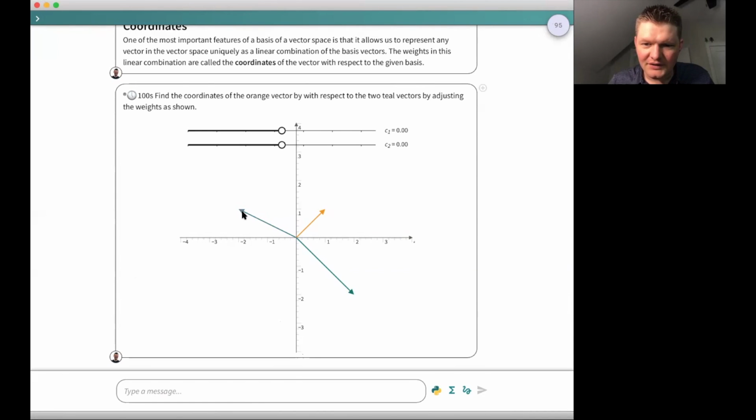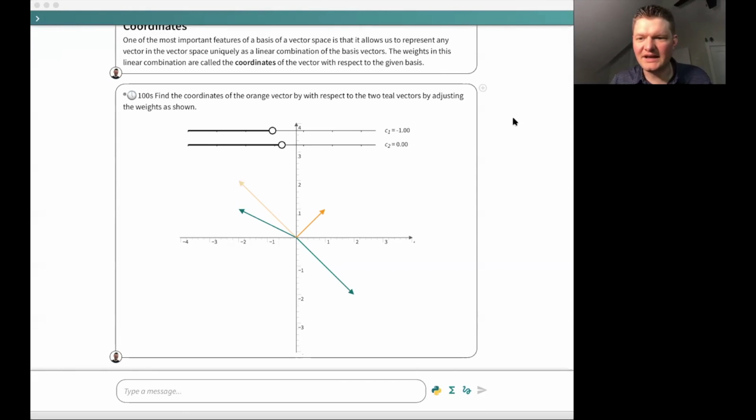So for example, this teal vector and this teal vector together, the list containing those two vectors forms a basis of R2, which means that we can reach every other point with a linear combination of them. And so I want you to figure out how to reach this orange point. So adjust the weights here so that the transparent orange vector lines up with this one. How much of this teal vector and how much of this teal vector do you need in order to reach this one? Those weights will be the coordinates of this orange vector. Yeah, so people are coming in with very similar answers here.